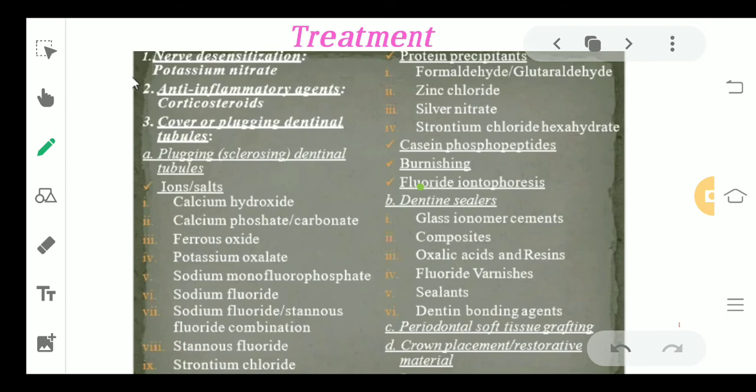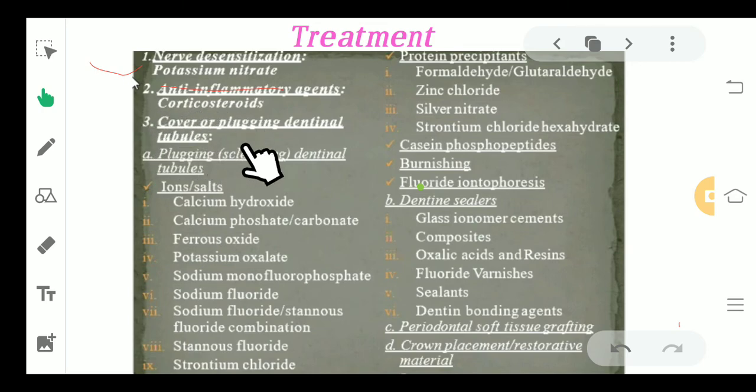Coming to the treatment. For the treatment, just keep in mind that at the time when you have to desensitize your nerve, you can use potassium nitrate. So potassium nitrate can be used when you have to desensitize your nerves. Now anti-inflammatory agents can be corticosteroids. Then there is covering and plugging the dentinal tubules.